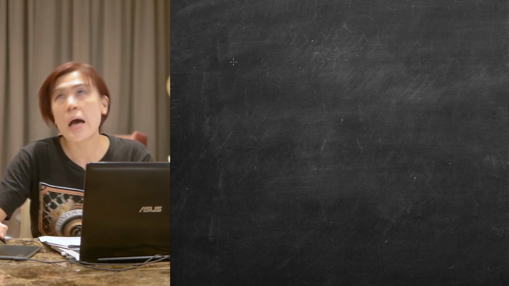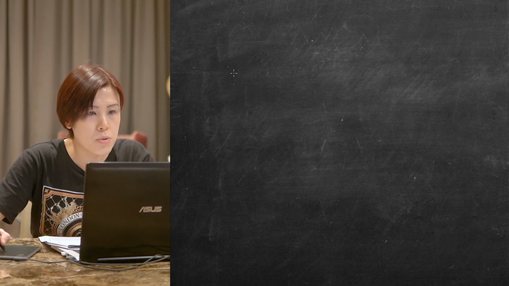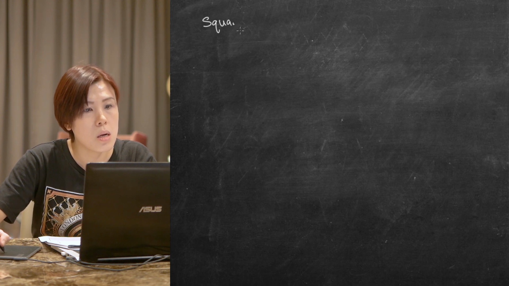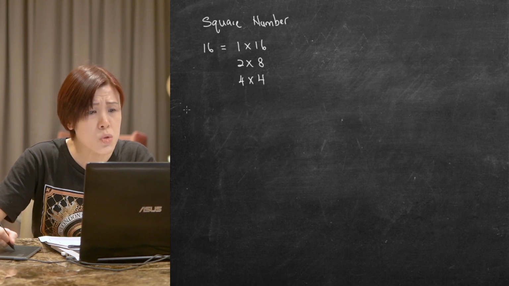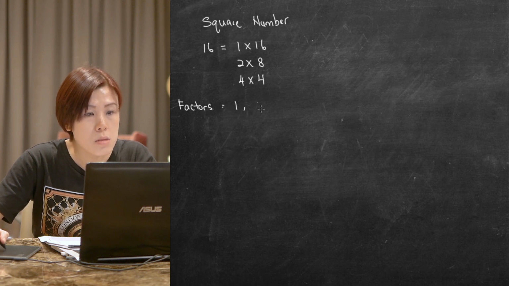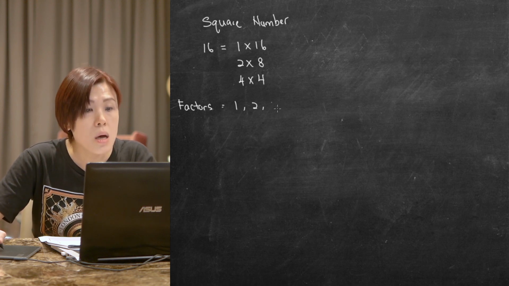Okay, so let's take an example of maybe 16. 16 is a square number, so I'm going to write square number. Okay, 16. Let's try to write down all the factors of 16. For example, 1 times 16, 2 times 8, and 4 times 4. So the factors of 16 are 1, 2, 4, because 4 times 4 is the same number, so I'm going to write it down only once, 8, and 16.